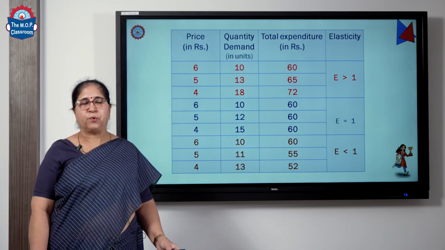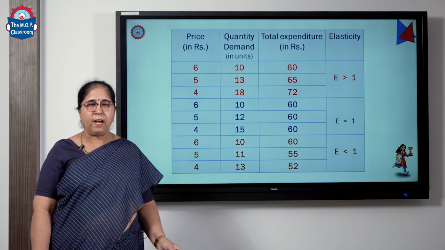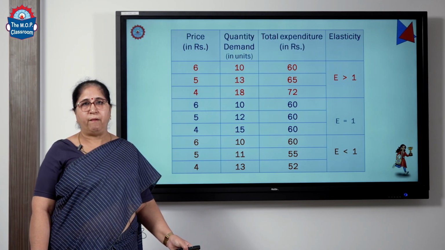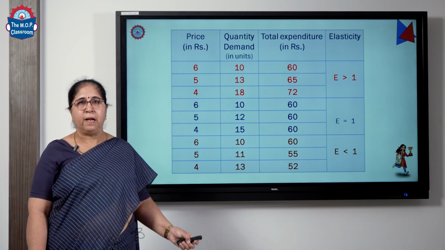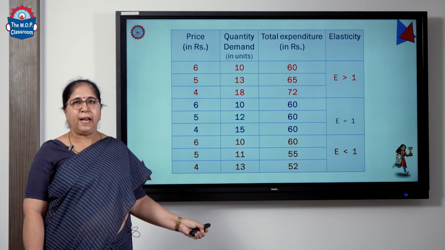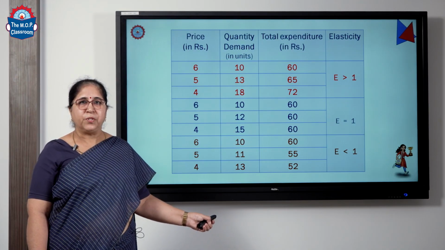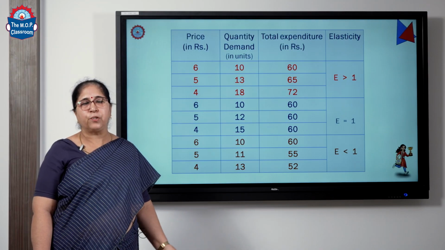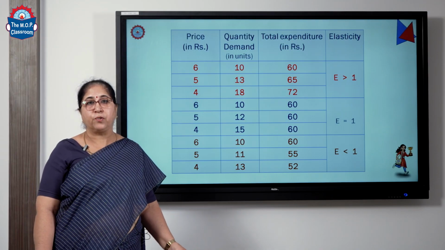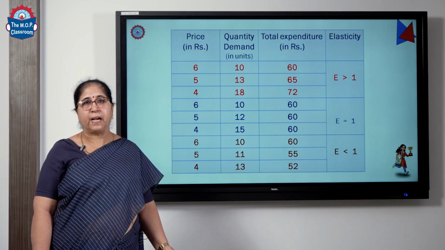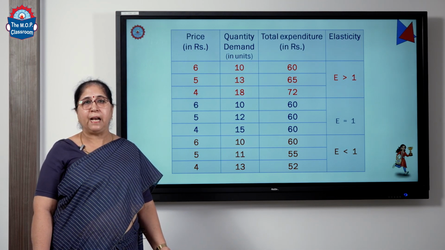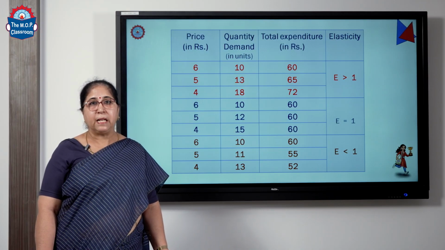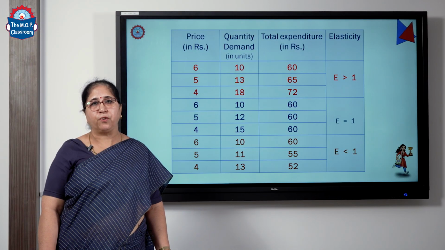And in the last case, with the fall in price, quantity demanded is increasing from 10 to 11 to say 12 or 13, and total expenditure is going from 60 to 55 and to 52. It means with a fall in price, total expenditure on the given commodity is also falling in spite of an increase in demand. So we will conclude that elasticity of demand is said to be less than 1, or demand is inelastic in this particular case of commodity.